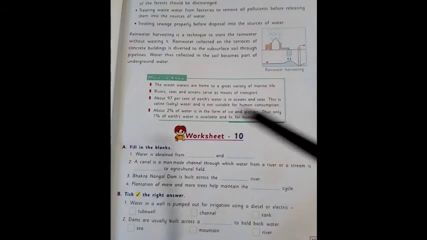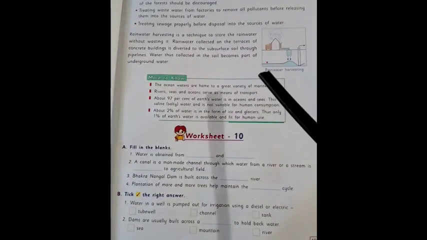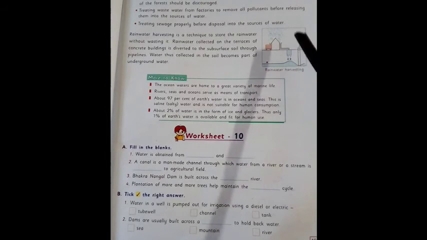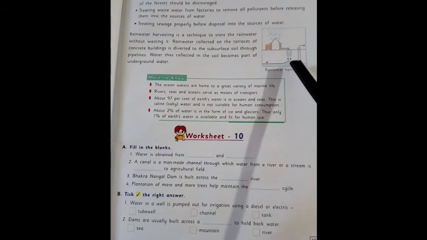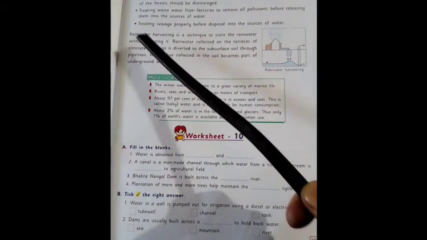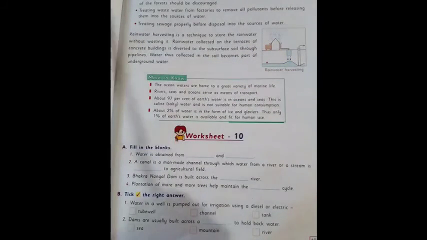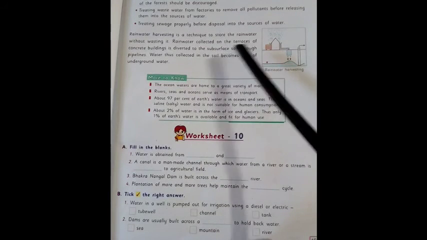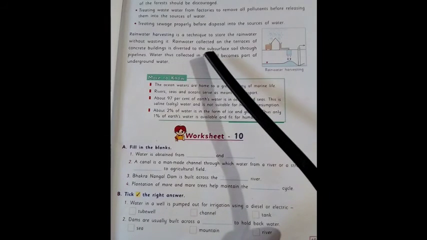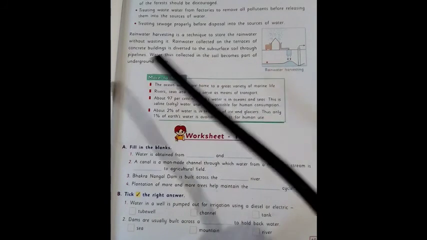Now, rainwater harvesting. Here you can see in this picture the rainwater harvesting. Now, what is rainwater harvesting? Let us see. Rainwater harvesting is a technique to store the rainwater without wasting a single drop. Rainwater collected on the terraces of concrete buildings is diverted to the subsurface soil through pipelines.